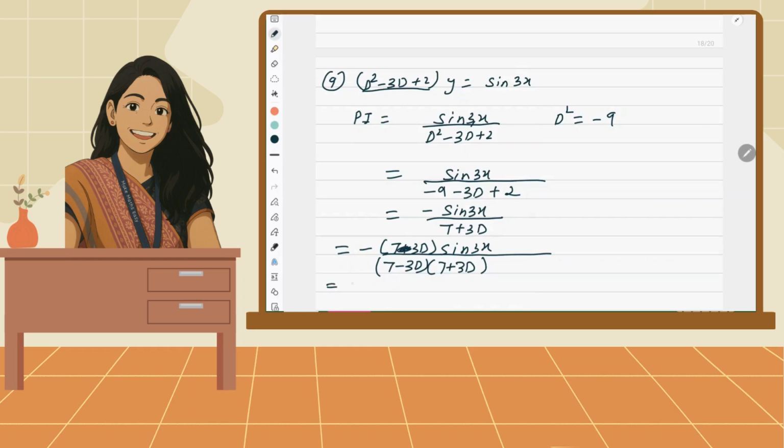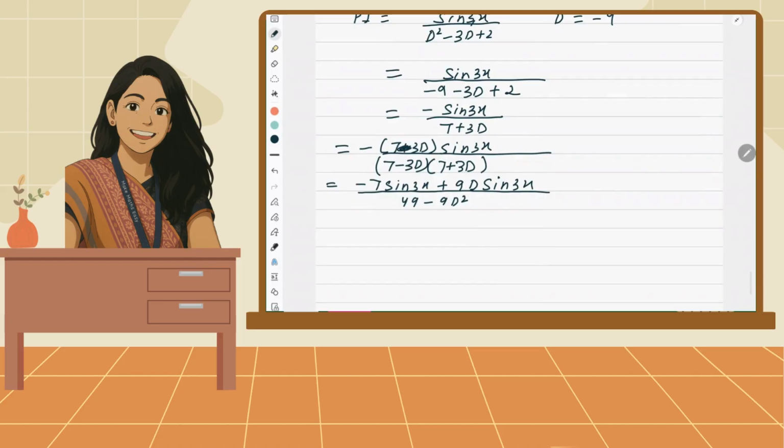Okay. Now numerator open: minus 7 sin 3x plus 9D sin 3x. Denominator, a plus b, a minus b formula: 49 minus 9D square. Next step, minus 7 sin 3x plus D of sin 3x means differentiate sin 3x. So 3 will come in front, so 27 cos 3x upon 49 minus 9D square, which is minus 9.